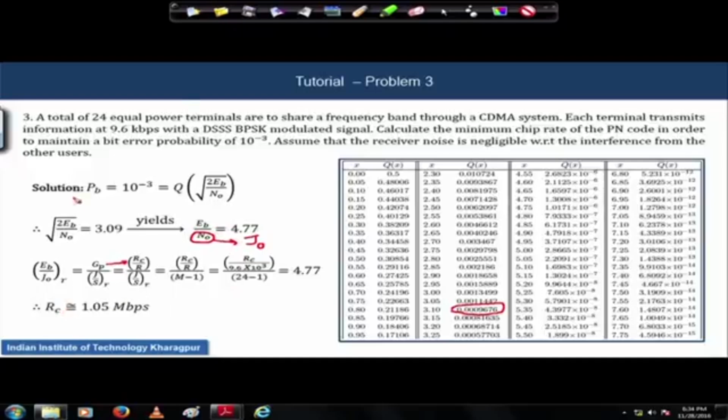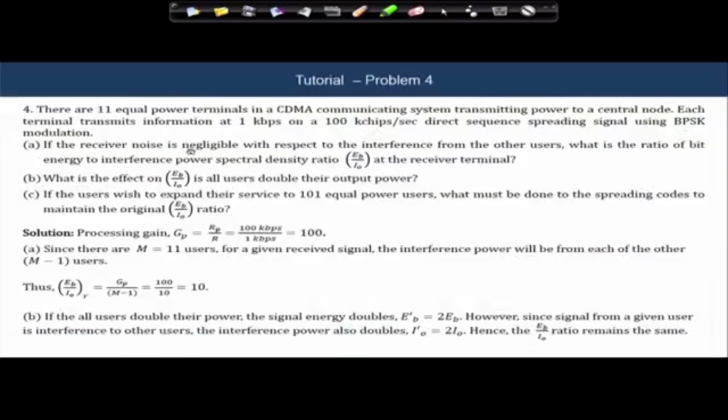So this problem is pretty simple, and what it does is it gives you an idea of what is the chip rate required provided the probability of error, number of users, and the information rate is specified. So we move on to the last problem.